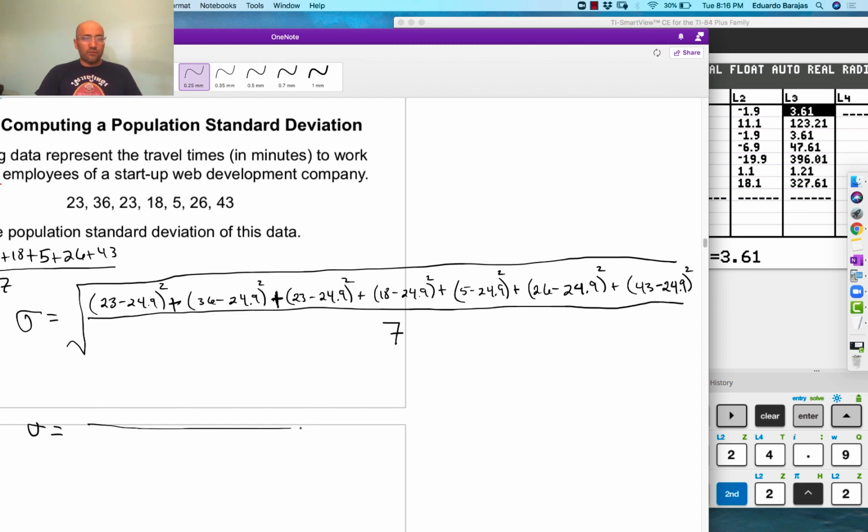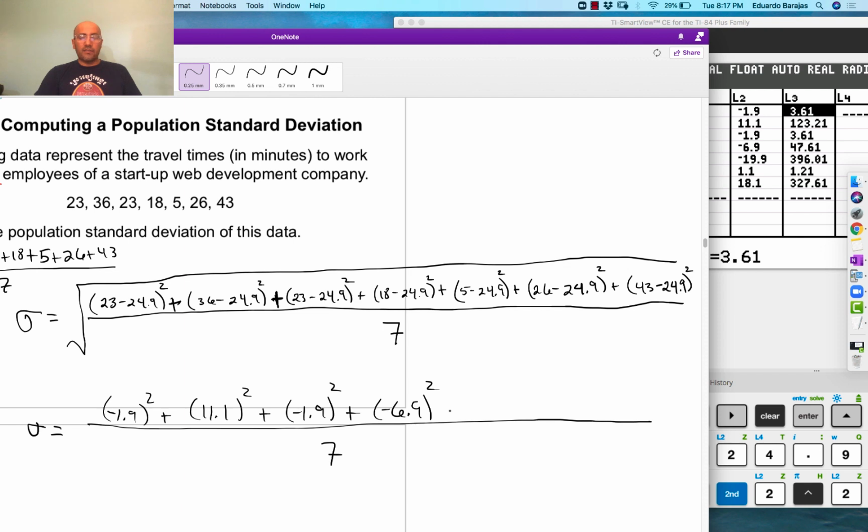Let's say division of, and we have a 7. The difference for the first one was going to be negative 1.9, and it gets squared. Plus the difference of the second one is 11.1, and then that gets squared. Plus the next one is negative 1.9, and that gets squared. Plus negative 6.9, and that gets squared. Plus negative 19.9, and that gets squared.